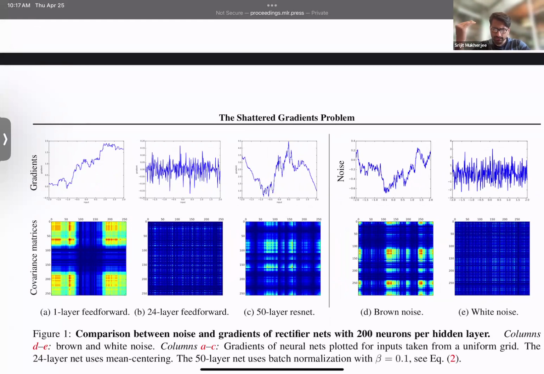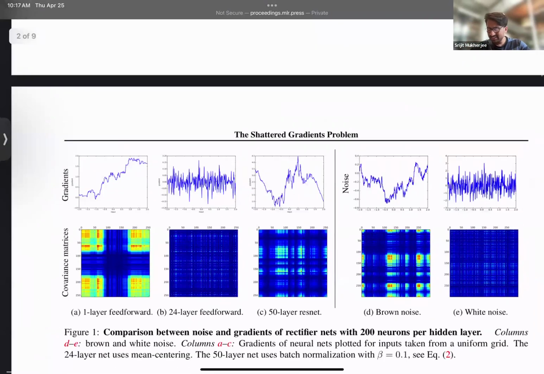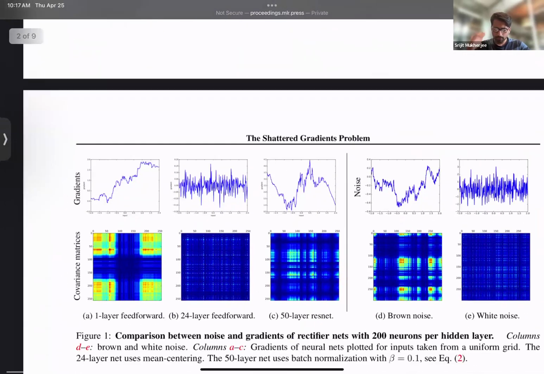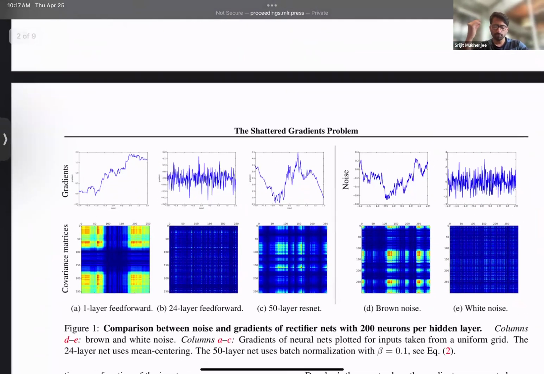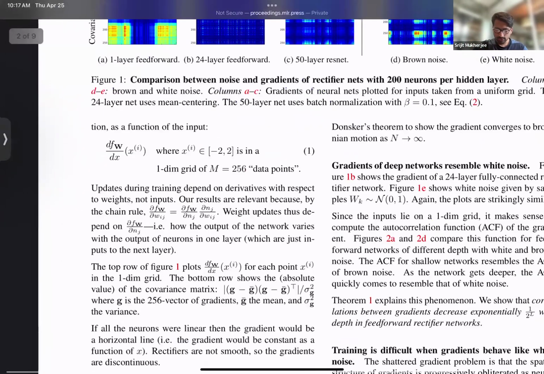So what they're trying to say is that they did the following experiment. They did a basic experiment. They took a fully connected layer and gave it an input. Let's say it's one-dimensional, so that they can visualize it, and they perturbed the input a bit to see how the weights perturbed.